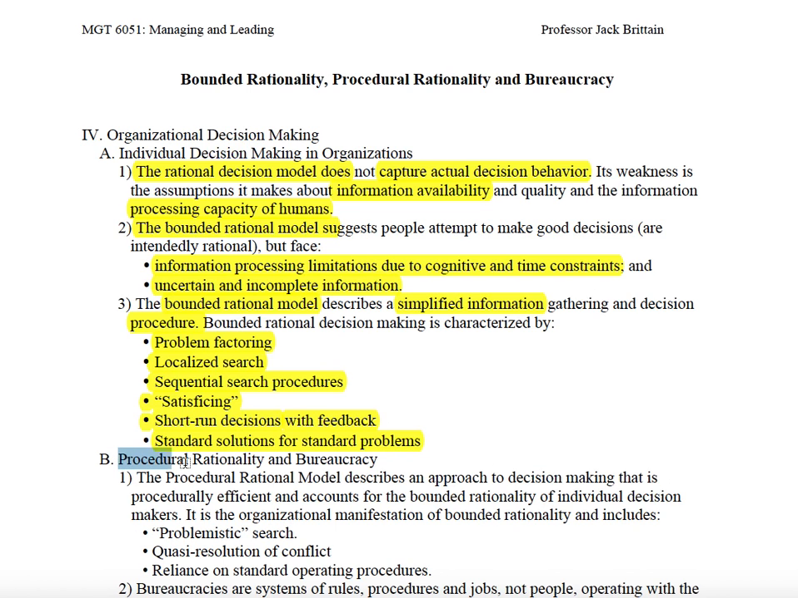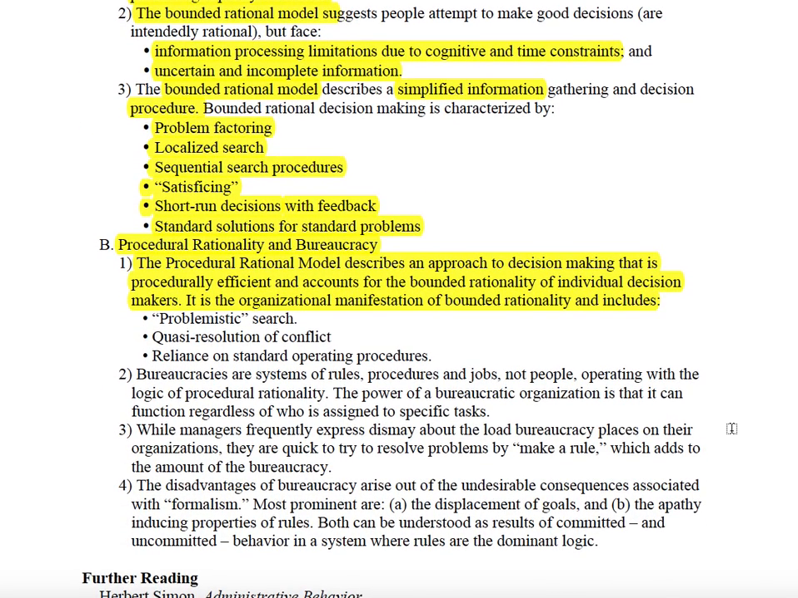We also talked about procedural rationality and bureaucracy. This is organizational level decision making. And so the procedural rational model describes an approach to decision making that, again, is procedurally efficient and accounts for the bounded rationality of decision makers, and it includes the same kind of notion of not constantly seeking solutions, only when we have a problem.